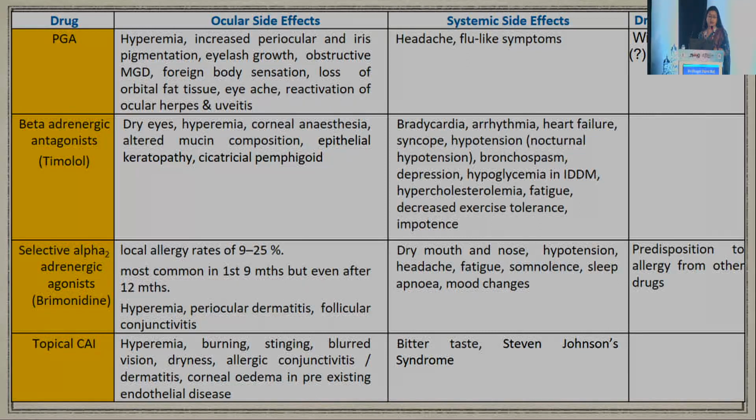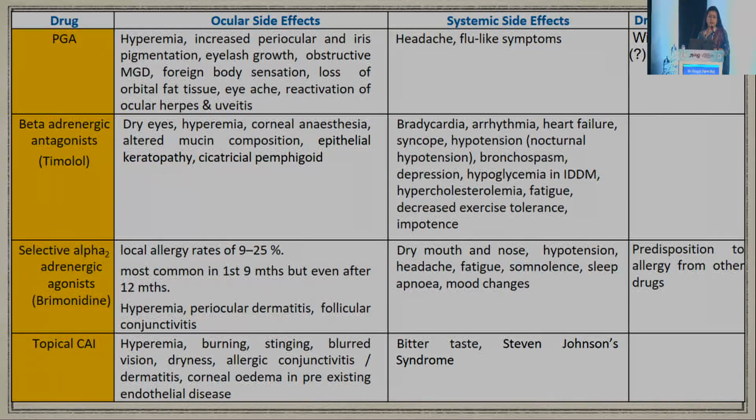The PG analogs, apart from the topical effects, they can cause headache or flu-like symptoms. Timolol, of course, we know its effect on the respiratory system, on the cardiac system. It can mask the effects of hypoglycemia and brittle diabetes. It can cause hyperlipidemia and fatigue.